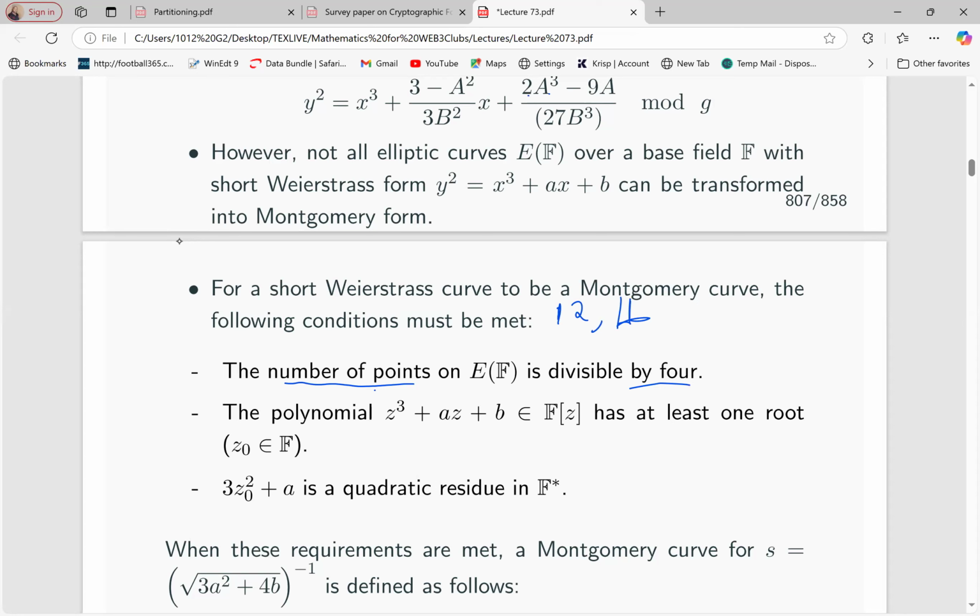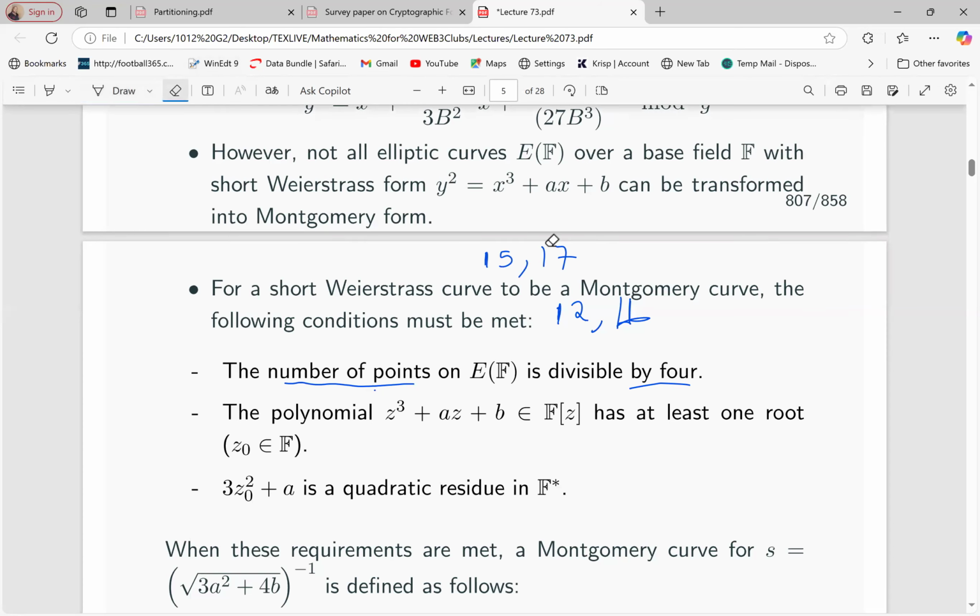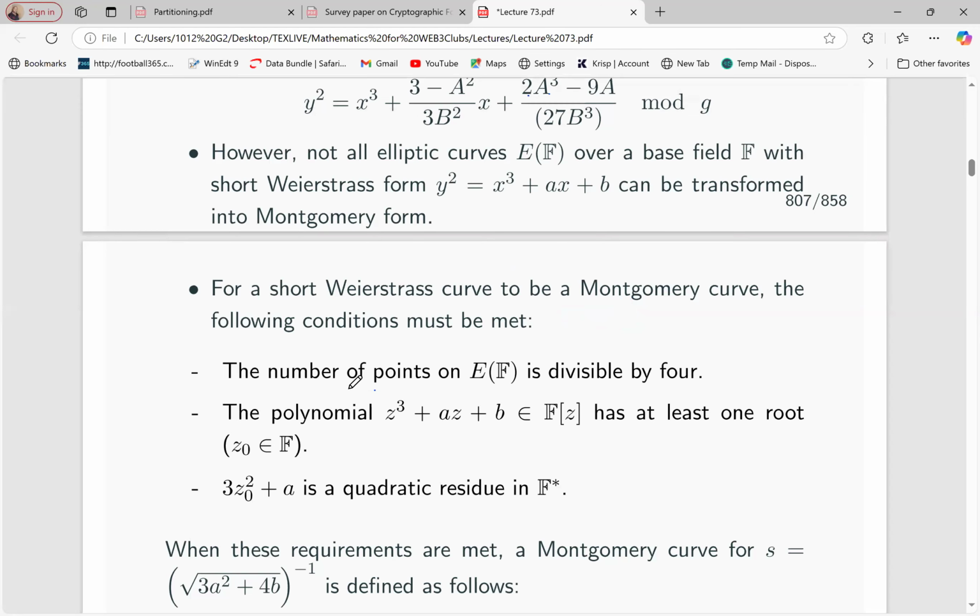And that is not the only condition. That is just the first condition. But it already tells us that if it has 15 points, it cannot be converted, so we don't need to check the other conditions. If it has 17 points, you cannot convert it to Montgomery. Supposing it has fulfilled this first condition, you check the second condition. It must also fulfill the second condition.